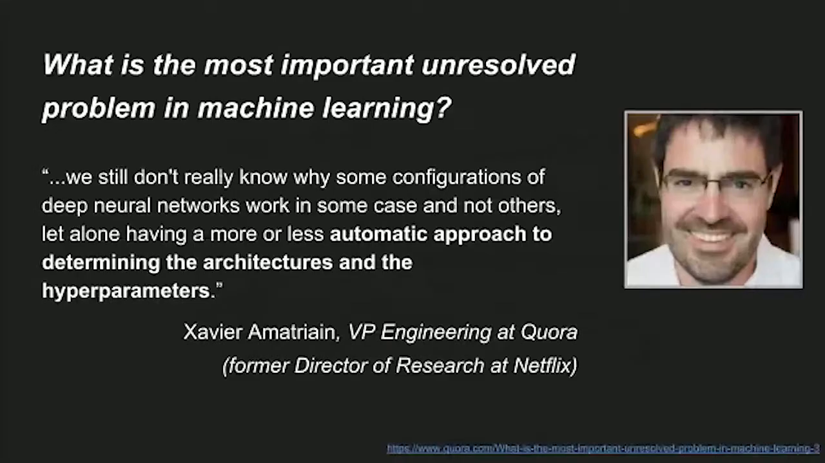In fact, in a recent interview on Quora, Xavier Amatriain, who's formerly the VP of Engineering at Quora and Director of Research at Netflix, said that this was one of the most important unresolved problems in machine learning. So he talks about how it's kind of difficult to understand what's going on underneath the hood in these deep learning systems and how explainable they are, but also having a more or less automatic way to determine their architectures and hyperparameters. So that's what I'm going to go in today and make the case for why Bayesian optimization is a pretty good way to attack this problem.